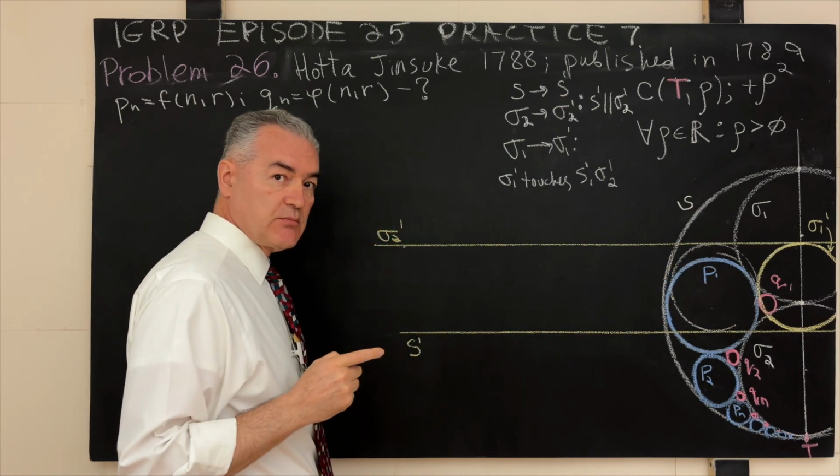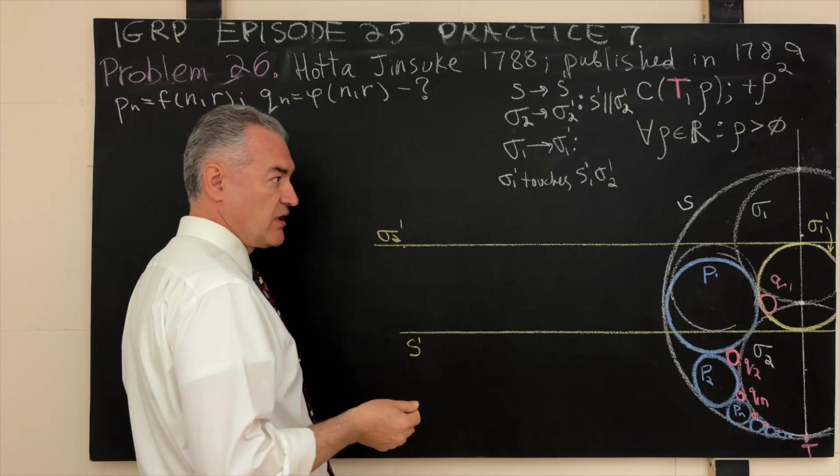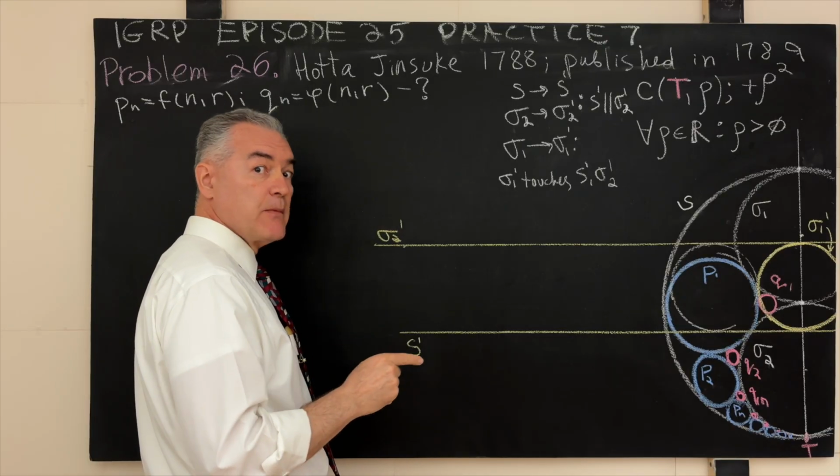But we also remember that under inversion of the real plane with respect to a circle with any power, positive or negative, the tangency points are preserved.